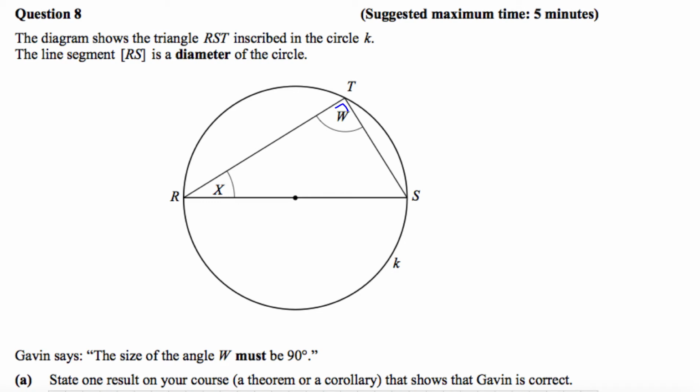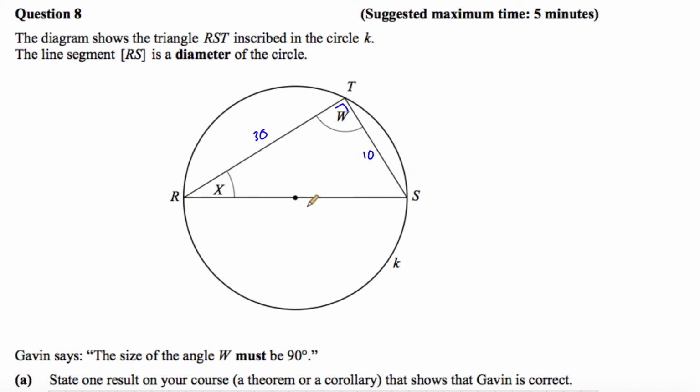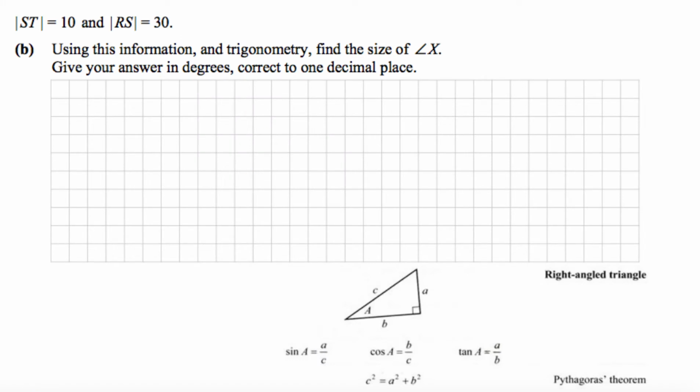and we're given the lengths TS was 10 and RS was 30. So if we redraw that triangle over on the next page, we have just a sketch of it here. This side's 30, this side's 10. The angle here is 90, and we're looking for X.